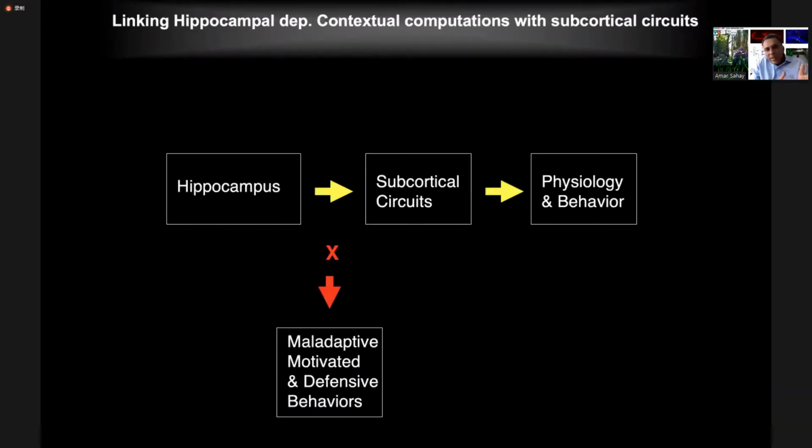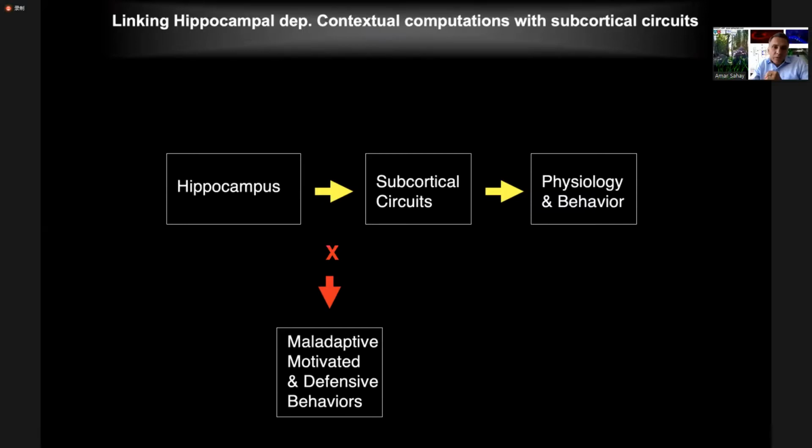The linkage of contextual information with subcortical circuits to guide action, it's intuitive to think how inefficiencies or aberrations in this process may give rise to maladaptive, motivated, and defensive behaviors that characterize numerous psychiatric disorders. And we've spent a lot of time in the lab thinking about how computations about context that are made in the hippocampus are relayed to subcortical circuits to guide behavior.